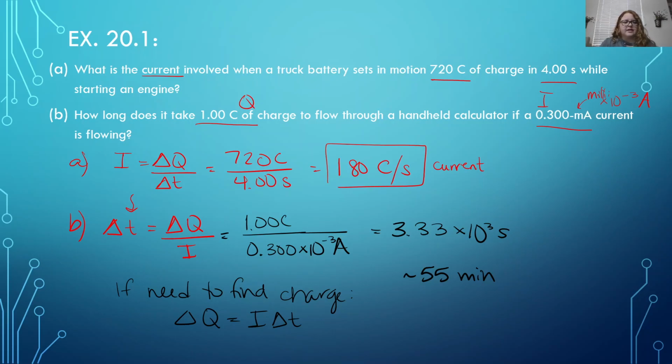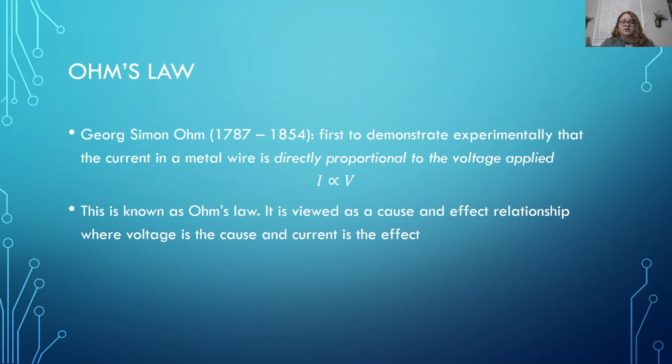All right, let's go ahead and move on here to Ohm's law. Now, George Simon Ohm was the first to demonstrate experimentally that current in a metal is directly proportional to the voltage that is applied to that metal. Okay, and so we can say I is proportional to V, so that's what this means, proportional.